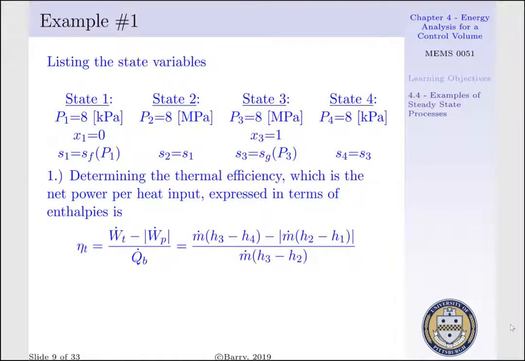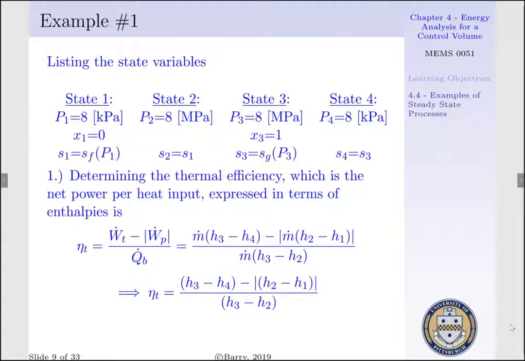For us to determine the thermal efficiency, which is our net power per heat input, we want to express this in terms of our enthalpies. Our thermal efficiency, which is the work of the turbine, less the absolute value of the work of our pump, per the heat supplied to our boiler, is the mass flow rate of our working fluid times H3 less H4, that is the work done by our turbine, less the absolute value of our mass flow rate times the difference of H2 less H1, which is our pump work, per our mass flow rate times the difference of our enthalpy at the exit and inlet of our boiler, H3 less H2.